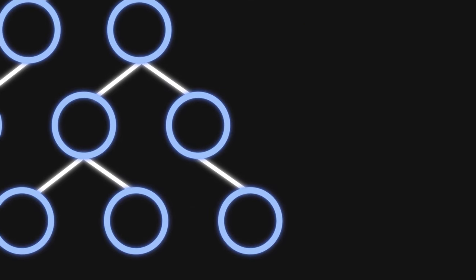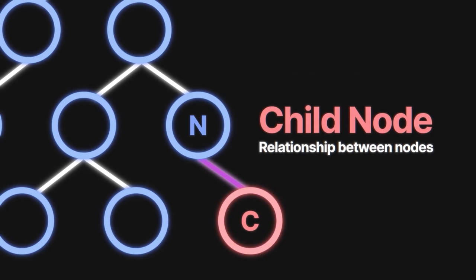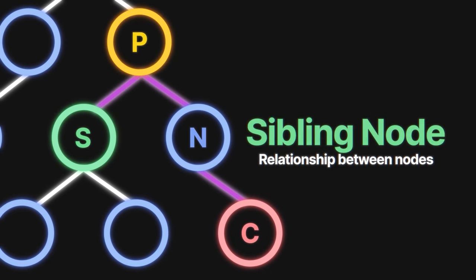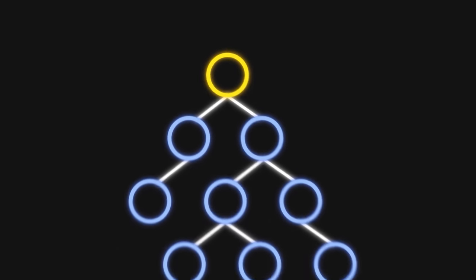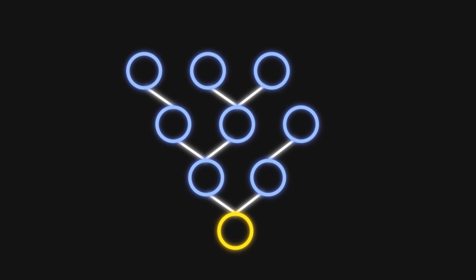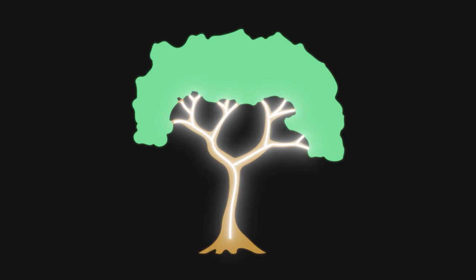Each one of these values, or circles in the tree, are referred to as nodes. The relationships between nodes are often described with terms like child node, parent node, sibling node, and so on. By convention, the root node is shown at the top. However, if it's flipped, with the root node at the bottom and the rest of the tree heading upwards, it starts to look like an actual tree, with all its branches forking out.